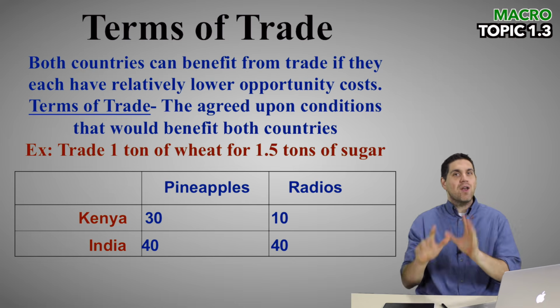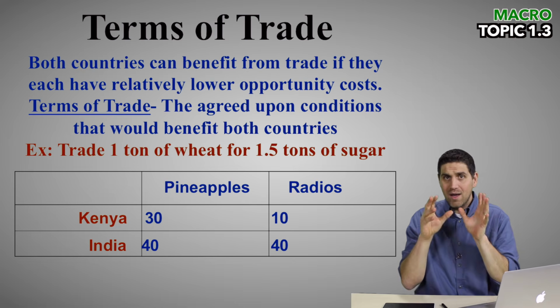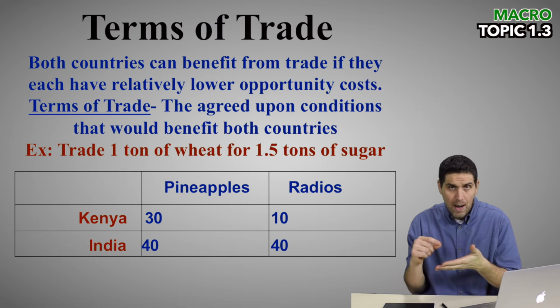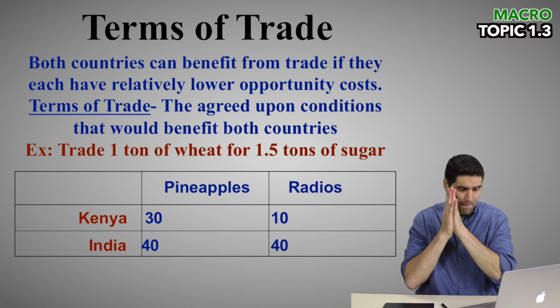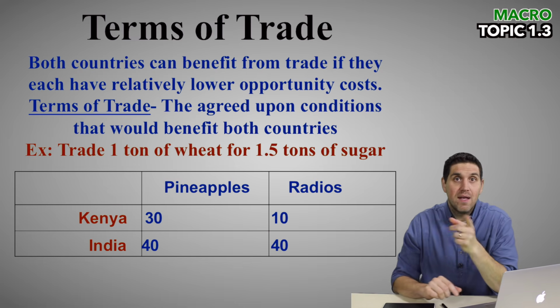Also, I know you want to do the quick and dirty, but I want you to try to actually calculate the per unit opportunity cost for each one of those and figure out who has a lower opportunity cost, all right? Pause the video, see how you do. Okay, you got it? Here we go.